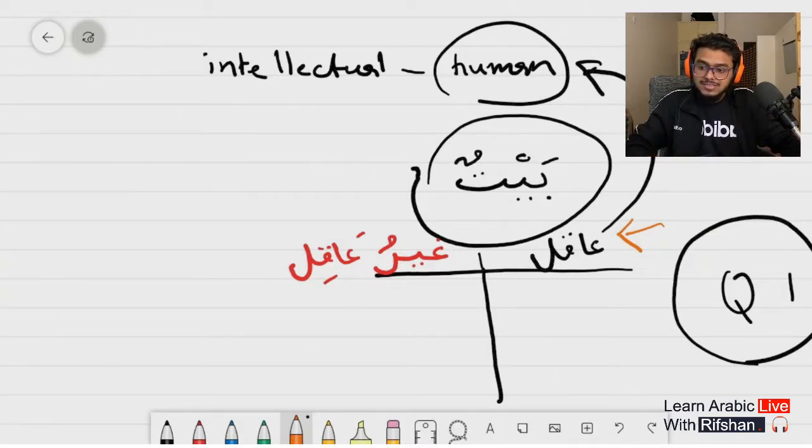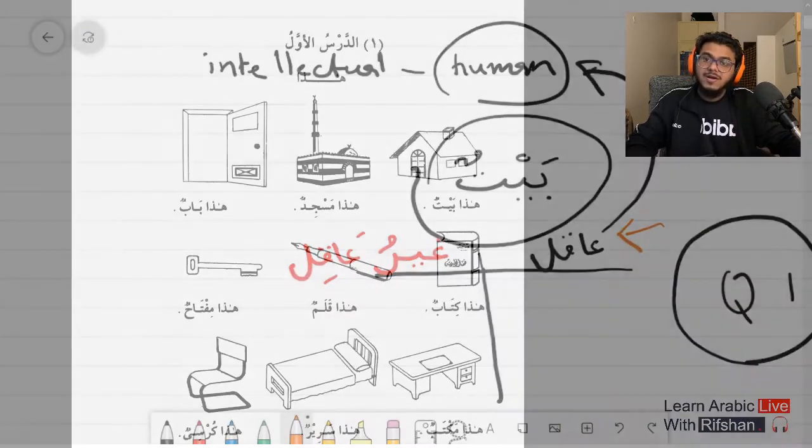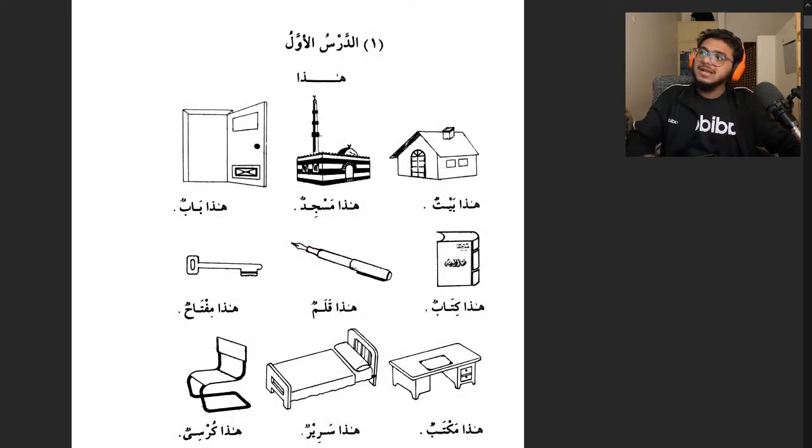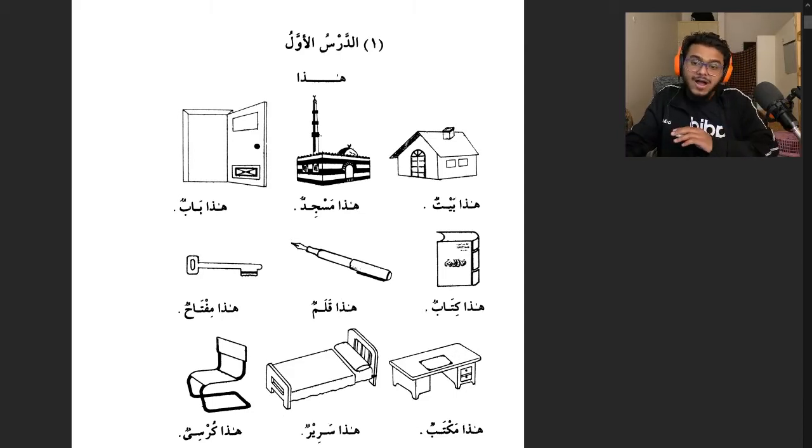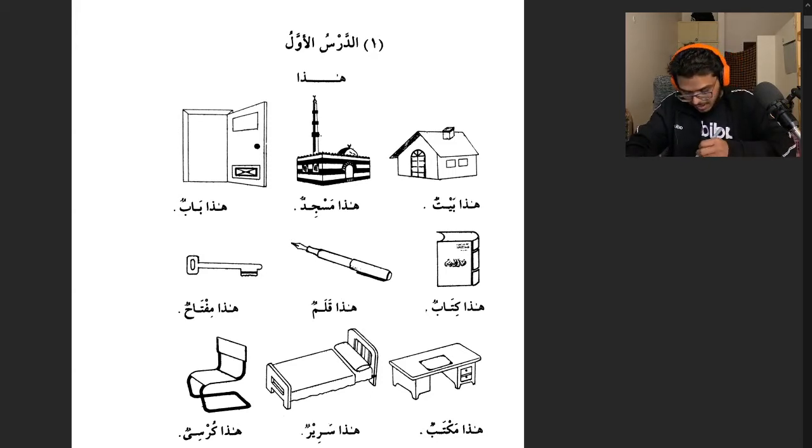Now let's do this with the word list we have in our book. Let's see the first one, baitun. Is baitun aqil or ghayru aqil? Is baytun a human, which means basically aqil, or is it ghayru aqil, not used for humans? So we see that it is not used for humans. Ghayru aqil. Okay?